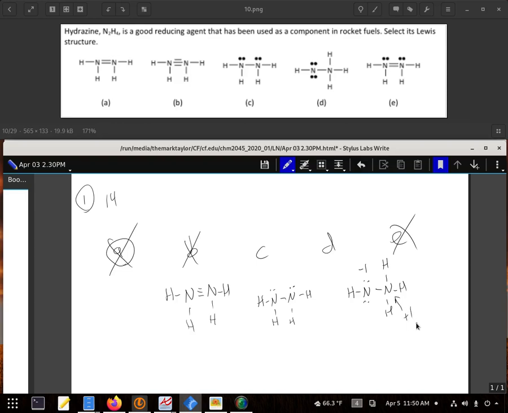I can't share the electrons between the nitrogens because then I'd have one of the nitrogens breaking the octet rule, the one on the right. Yet if we check it, the formal charges of that structure are all 0. That is the acceptable structure of hydrazine.